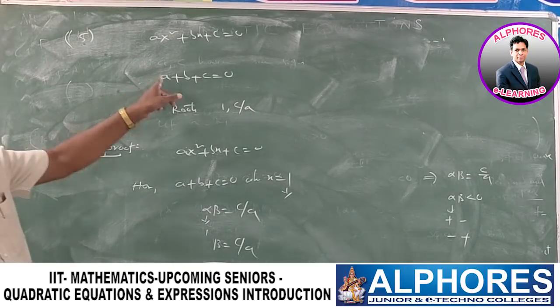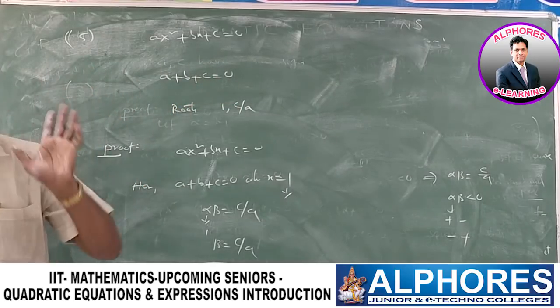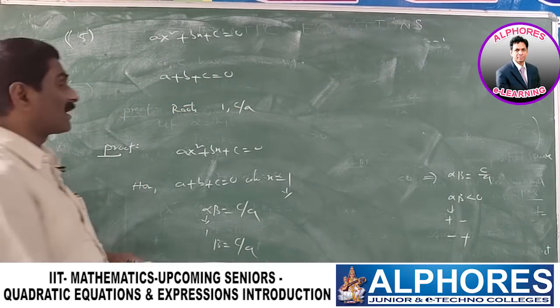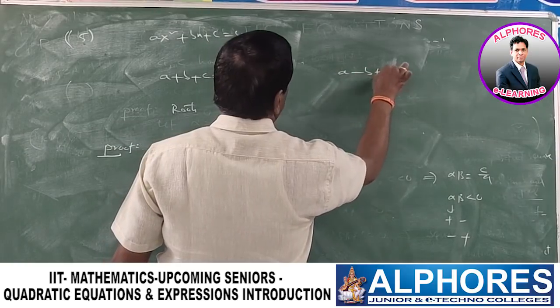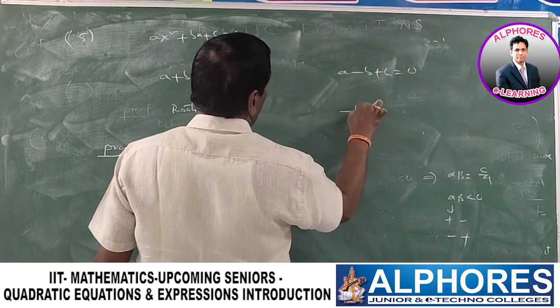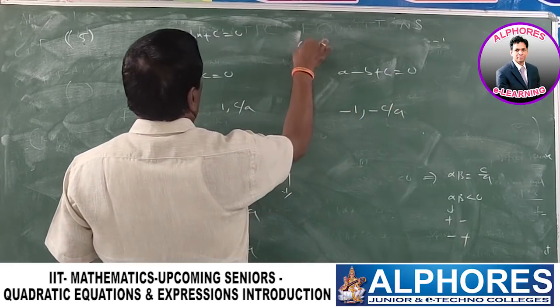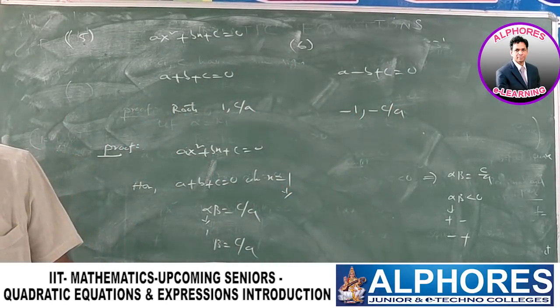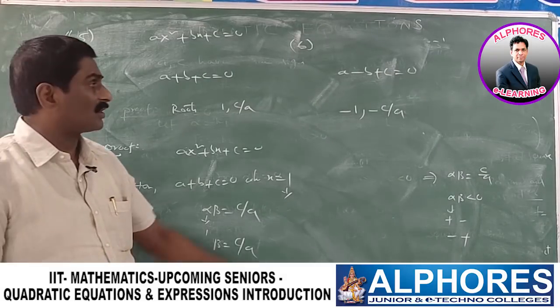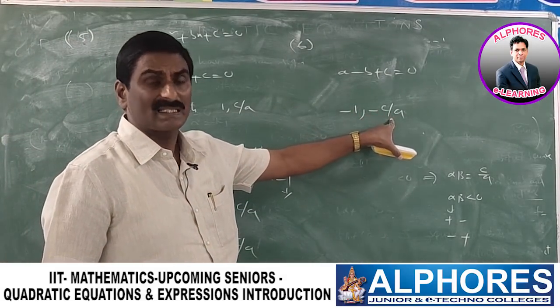If the sum of the coefficients is equal to 0, then the roots of the quadratic equation are 1, c by a. Similarly, if a minus b plus c is equal to 0, then the roots of the quadratic equation are minus 1, minus c by a. It is the sixth property. If a minus b plus c is equal to 0, then the roots are minus 1, minus c by a.